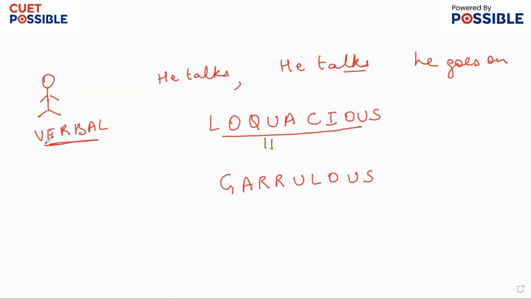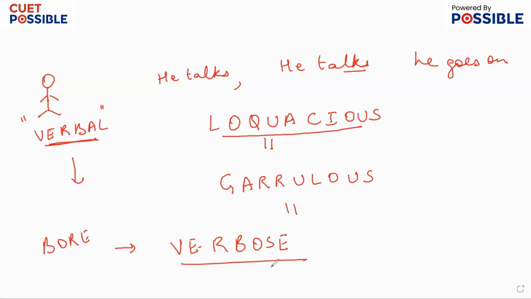That means this verbal really becomes the verbal in his village. He is loquacious, garrulous, and sometimes he could be boring also. When he goes on and uses so many words, he becomes a bore. Then for people, he can become a bore also. At that point, he is verbose. He is verbose.